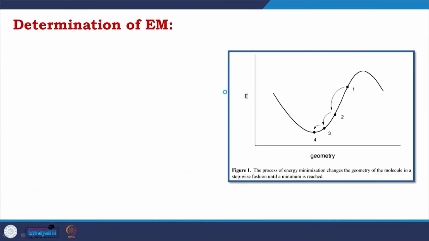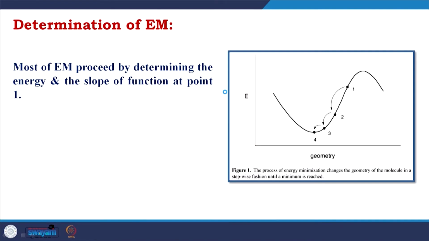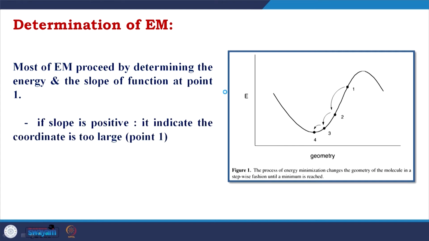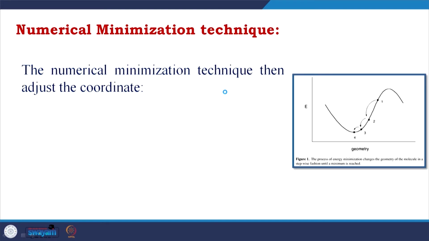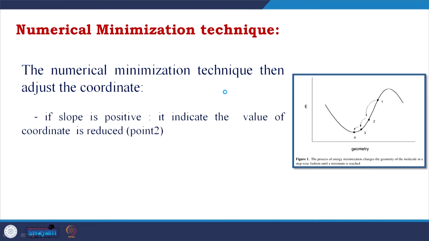For the determination of energy minimization, most energy minimization methods proceed by determining the energy and the slope of the function at point 1. If the slope is positive, it indicates the coordinate is too large. If the slope is negative, the coordinate is too small. After that, you could optimize further with a numerical minimization technique. The numerical minimization technique then adjusts the coordinate.